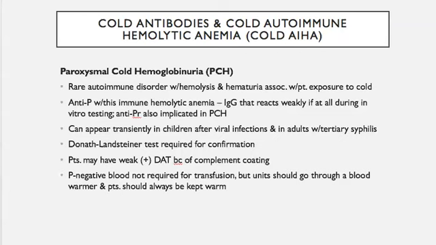Paroxysmal cold hemoglobinuria. This is a rare autoimmune disorder with hemolysis. The patients will display hemolysis and hematuria when exposed to cold temperatures. With anti-P, this immune hemolytic anemia is IgG that reacts weakly, if at all, during in vitro testing. And then anti-PR is an antibody that can also be implicated in cases of paroxysmal cold hemoglobinuria. This can appear transiently in children after viral infections and in adults with tertiary syphilis.